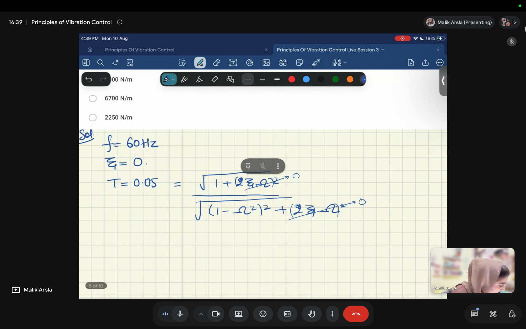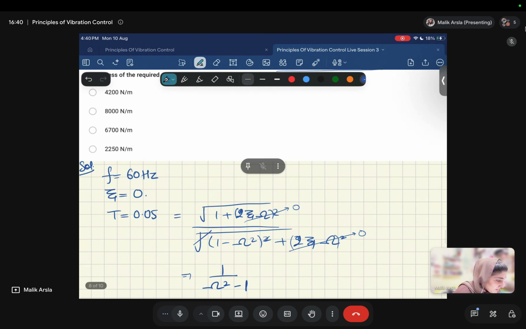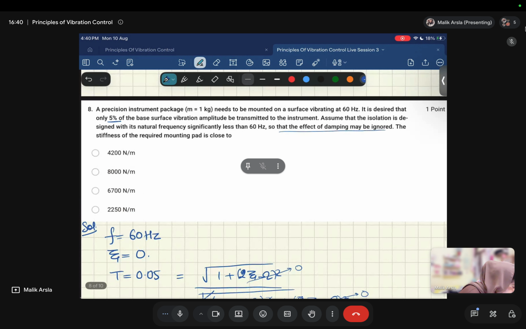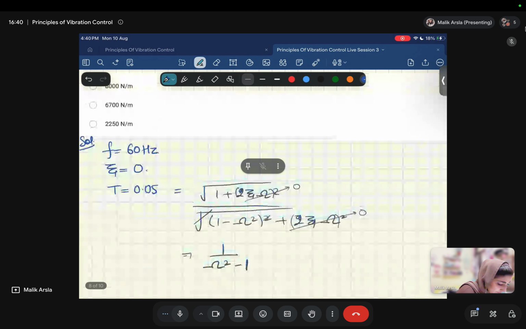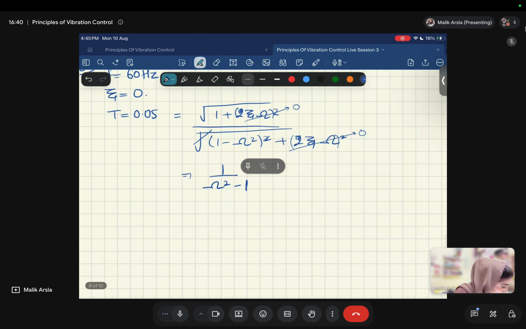So our transmissibility ratio will come out to be 1 upon omega square minus 1. Okay, we will cancel this out. Basically it's inside square, so it will come out to be positive only. So either way, if it's 1 minus omega square or omega square minus 1, you will have to take the modulus, whatever the term is coming out to be. So omega here, okay, we need to get the omega from this itself.